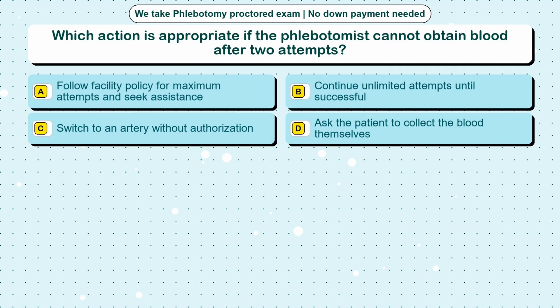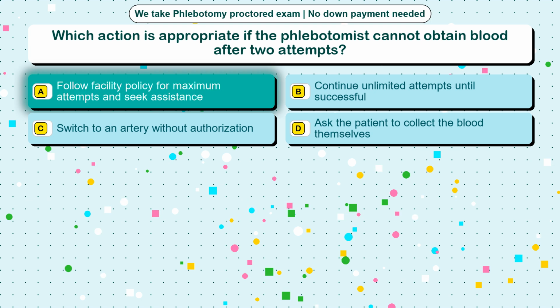Question 11. Which action is appropriate if the phlebotomist cannot obtain blood after 2 attempts? Option A, follow facility policy for maximum attempts and seek assistance. Option B, continue unlimited attempts until successful. Option C, switch to an artery without authorization. Option D, ask the patient to collect the blood themselves.